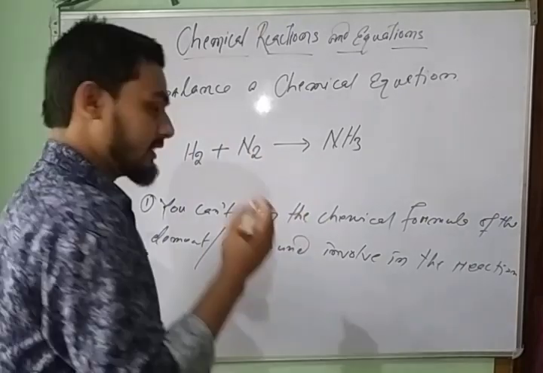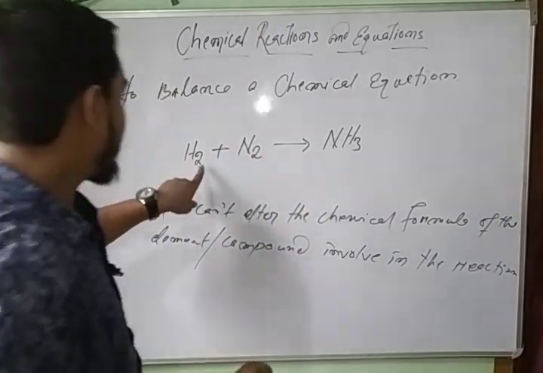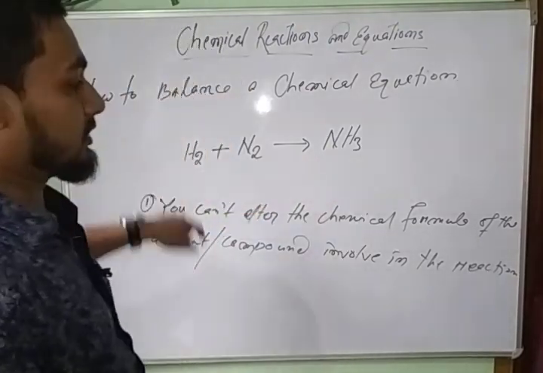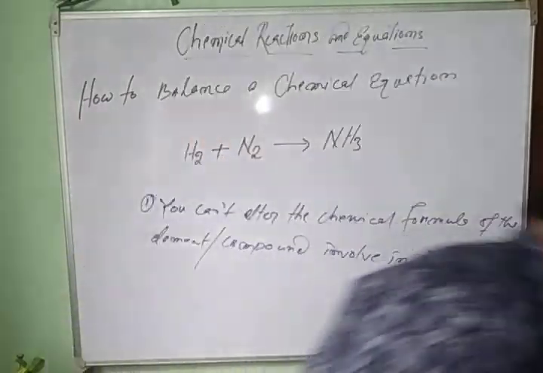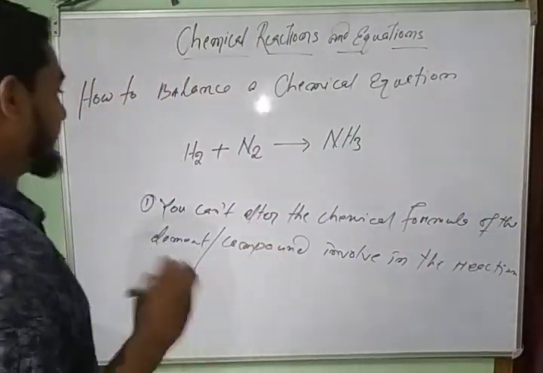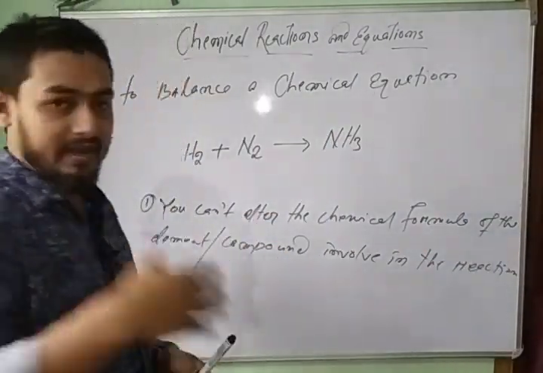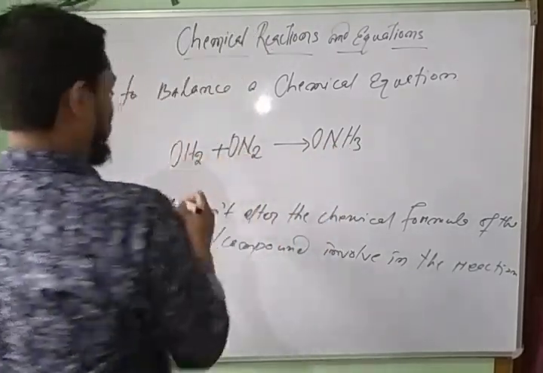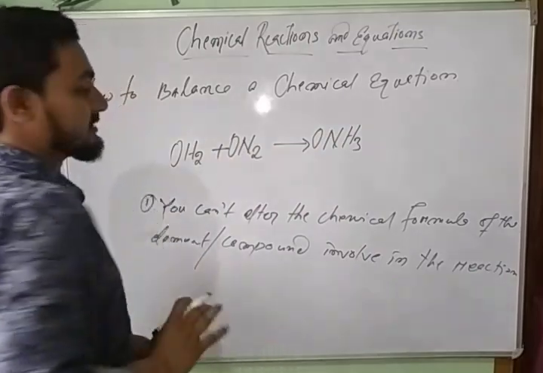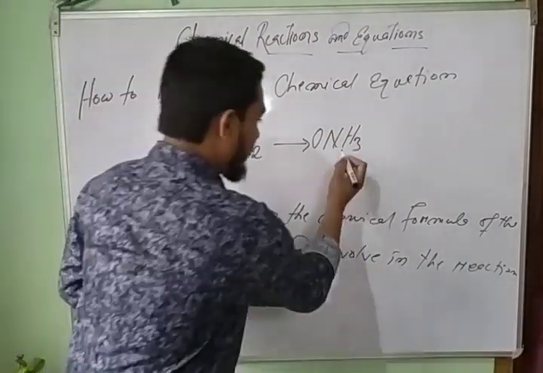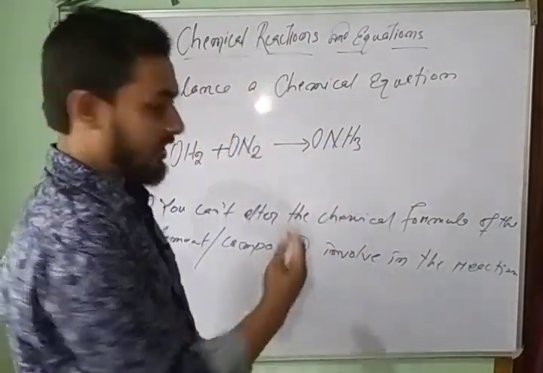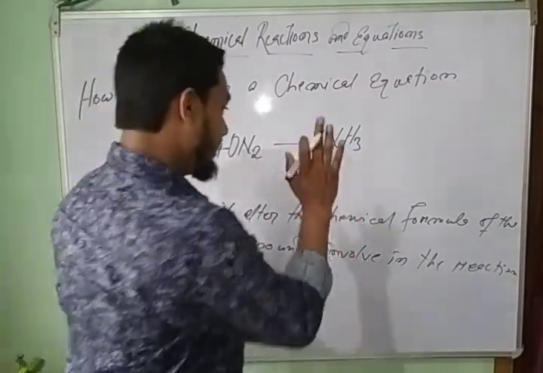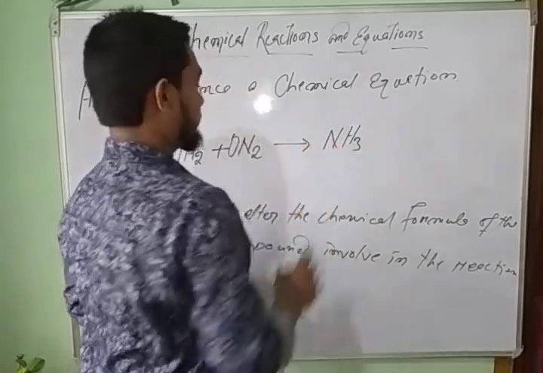Also, one more thing, you can't use the suffix position. The only position that you can use to balance a chemical equation, the only place provided for you, is the coefficient position. Only this position can you use to balance your chemical equation. You can't write anything in the suffix position. Only use the coefficient position. Okay?